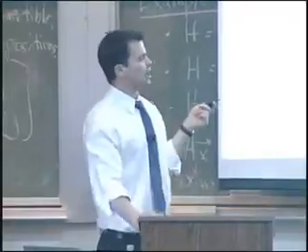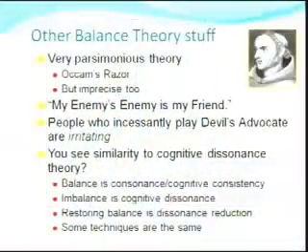Okay, so you can also see the similarity to cognitive dissonance theory, right? It's very clear. Balance is pretty much the same as consonance or cognitive consistency. Imbalance is equal to cognitive dissonance. Restoring balance is dissonance reduction. And the techniques are mostly the same. You pick the path of least resistance. In some ways, I think people think cognitive dissonance theory is a more general theory, and it may be, but balance theory is pretty cool too.